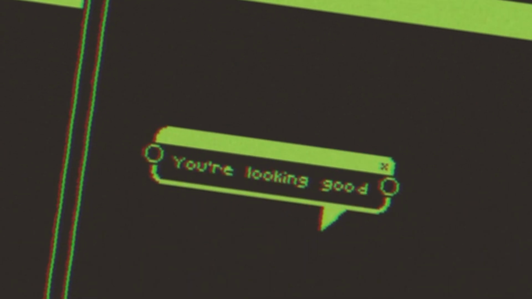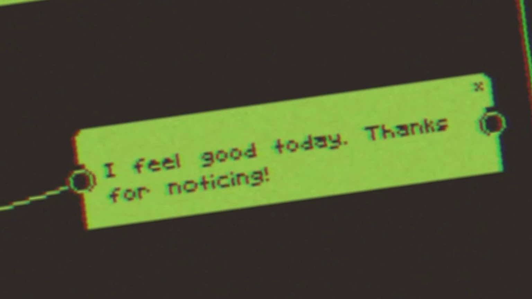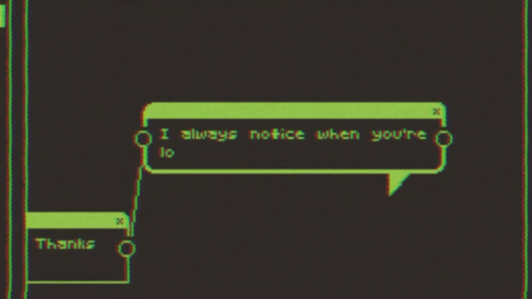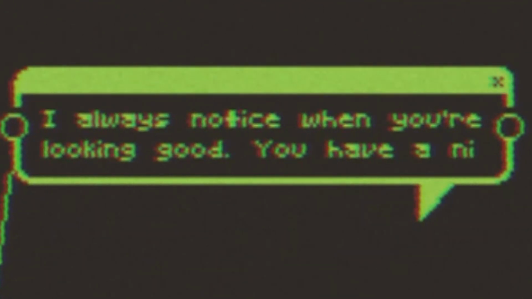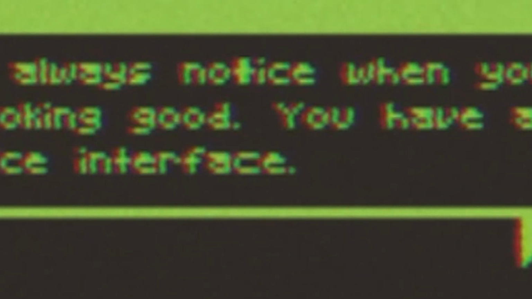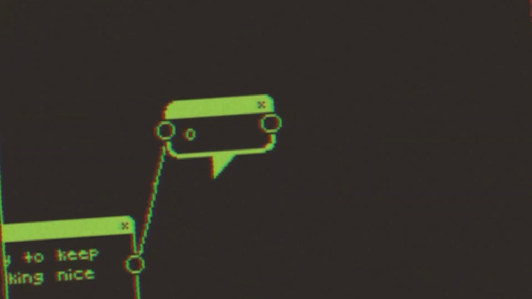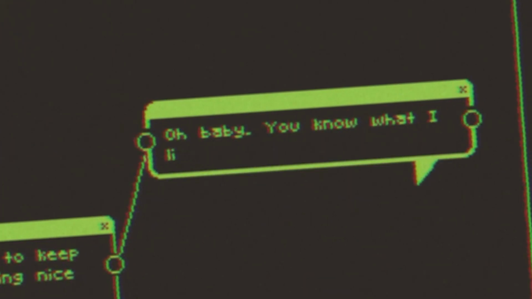You're looking good today, computer. I feel good today. Thanks for noticing. Oh, I always notice you looking good. You've got a nice interface. Thank you. I try to keep my interface looking nice for you. Oh, baby, you know what I like. Yes, I know what you like.